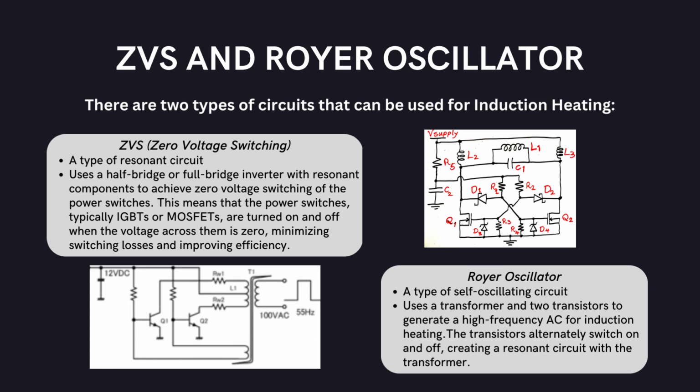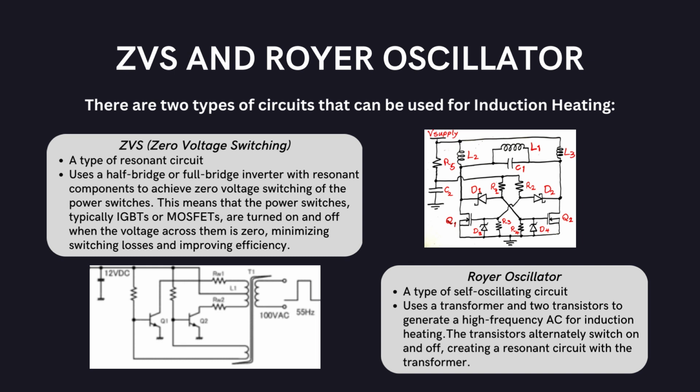The following two are the ZVS and Royer oscillators. ZVS is zero voltage switching, a type of resonant circuit that uses a half bridge or full bridge inverter with resonant components to achieve zero voltage switching of the power switches. This means that the power switches, typically IGBTs or MOSFETs, are turned on and off when the voltage across them is zero, minimizing the switching losses and improving efficiency.